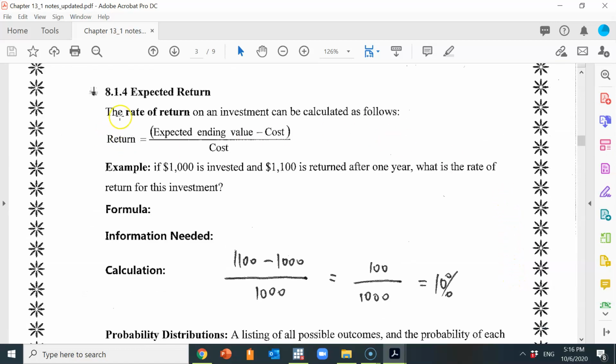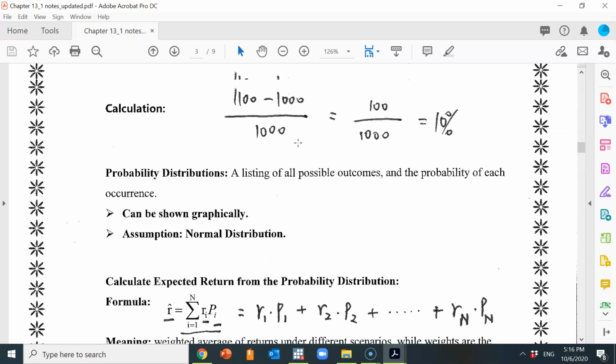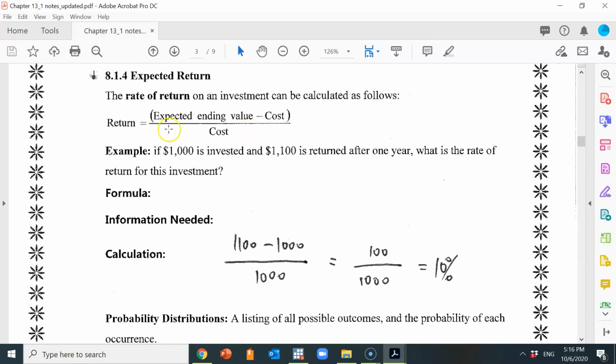Expected return. If we want to calculate the rate of return on an investment, it's going to be the expected ending value minus cost, divided by cost. For example, if 1,000 is invested today and we have 1,100 returned after a year, what is the rate of return? We could just use the ending value 1,100 minus the beginning value 1,000, divided by the cost, or the beginning value, 1,000. So here we have 10% as the rate of return for this project. This is a simple question about rate of return.